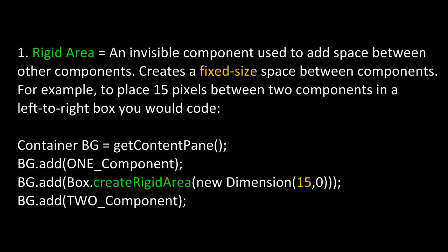The first one we'll examine is rigid area. A rigid area is an invisible component used to add space between other components. It creates a fixed size space between components. For example, to place 15 pixels between two components in a left to right box, you would code it like this. Simply call getContentPane, pass it to a container object, you would add the component, and then you would simply call box.createRigidArea and pass in a dimension object, in this case of 15 pixels.